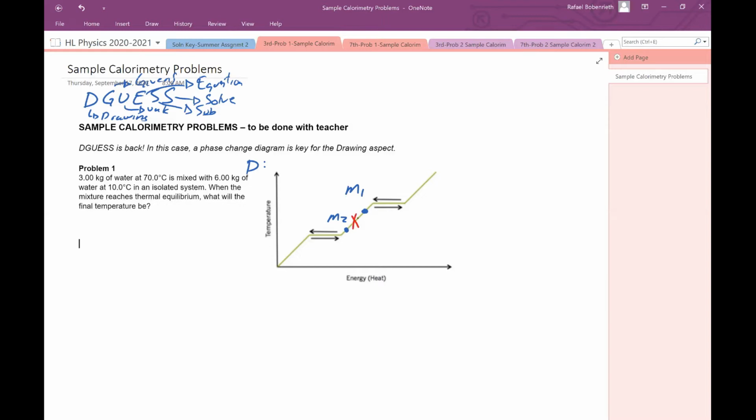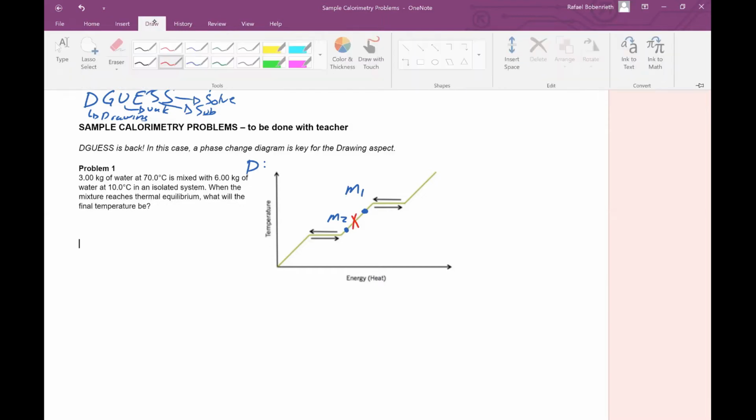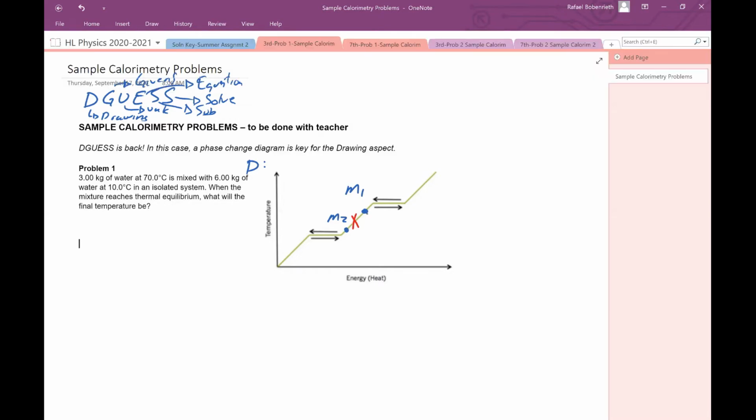In that process, mass 1 is going to lose a certain amount of energy. I'm going to call that Q1. And mass 2 is going to gain a certain amount of energy, and I'm going to call that Q2. So Q1 is the amount of energy going from that M1 dot down to the red X, and Q2 is the amount of energy that M2 is receiving from M1 going up, and they're going to meet somewhere in the middle. Okay? So we have our drawing there, and that's really crucial.